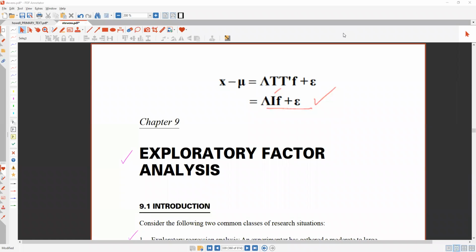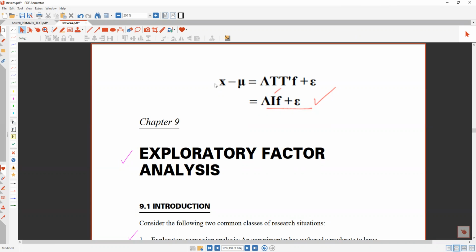Okay, so this is Psych 522. It is November 5, 2020. And we're going to continue on with talking about exploratory factor analysis. So last time, you remember that we talked quite a bit about the factor analysis model.